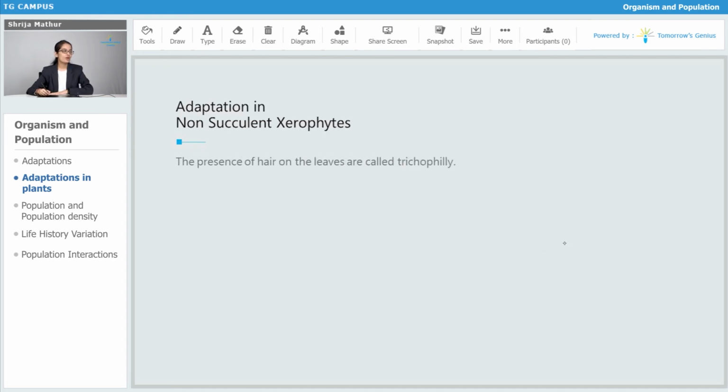The presence of hair on the leaves is called trichophily. This is a specific term. Mechanical tissue and vascular tissues are well developed in such plants because they require strength to withstand harsh situations, and xylem and phloem should be proper so that they can get food and water. So they are very good in development. The intercellular spaces are absent, so the cells are tightly arranged.